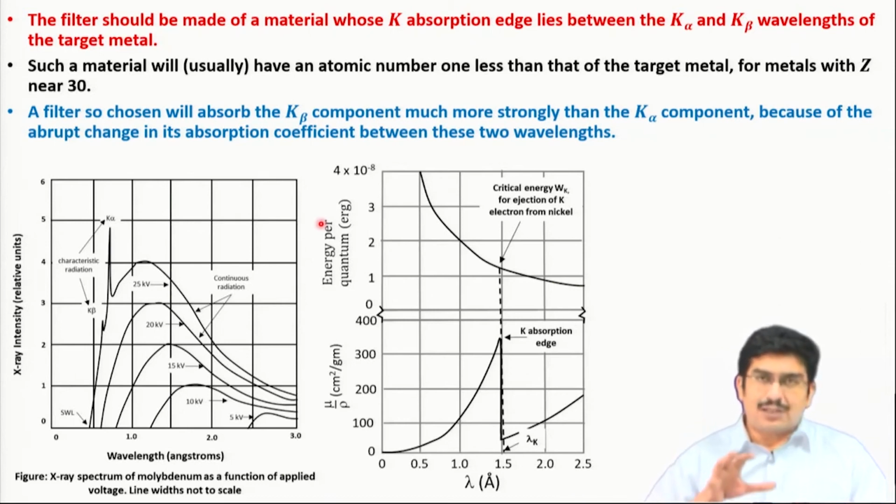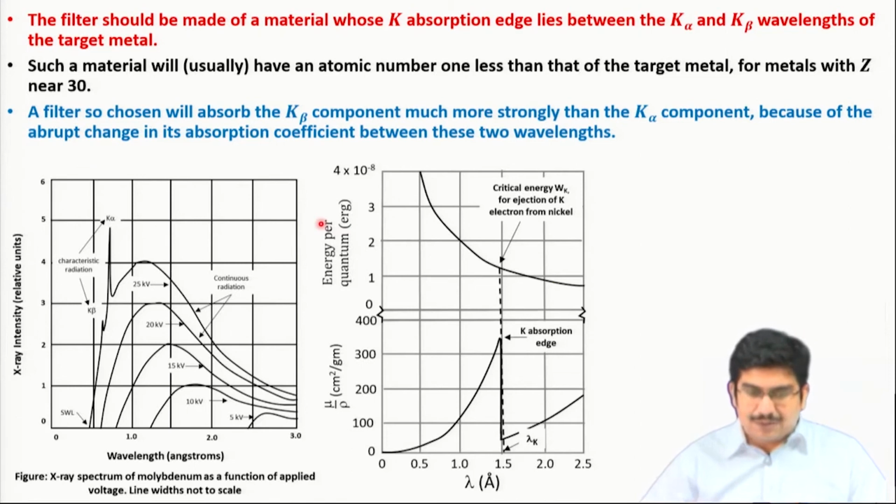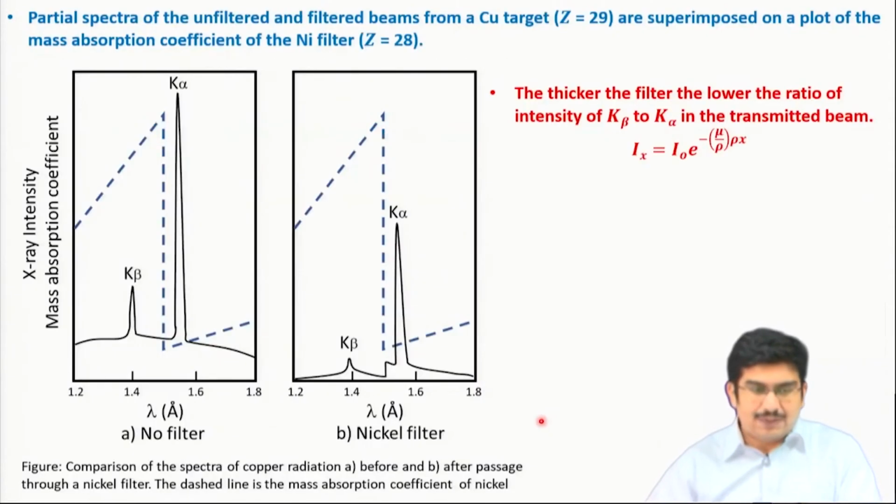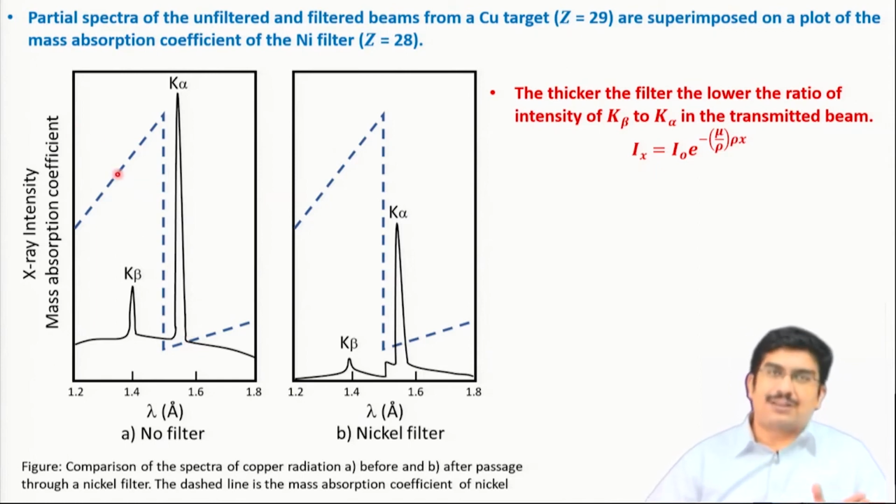Okay. Now what this filter material does is absorb the K beta component. We have the K alpha and K beta radiation coming out of copper, and a nickel filter whose absorption edge is exactly in between them. For K alpha radiation, which is before the absorption edge, the absorption coefficient of nickel is pretty low, but right after the absorption edge, for the K beta line, the absorption coefficient is now pretty high.